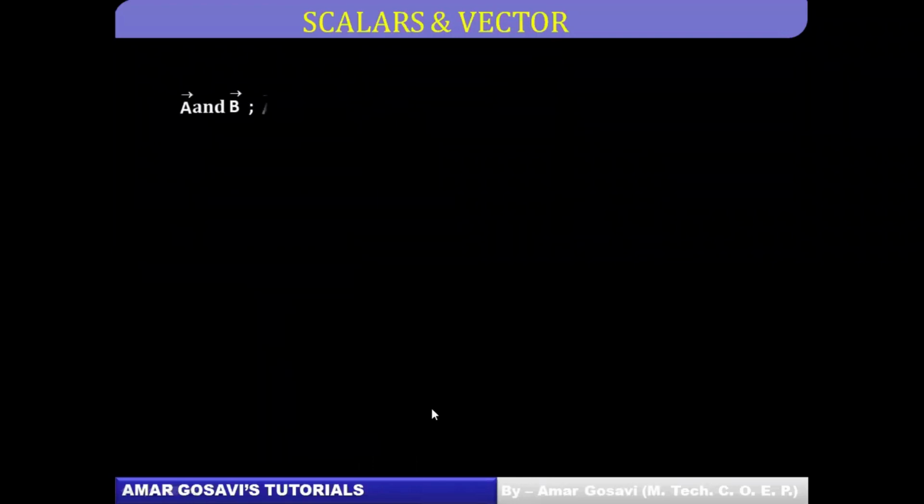Then recently we have worked out vector products. So A bar cross B bar, as I've told you, you will always solve it in terms of determinants.